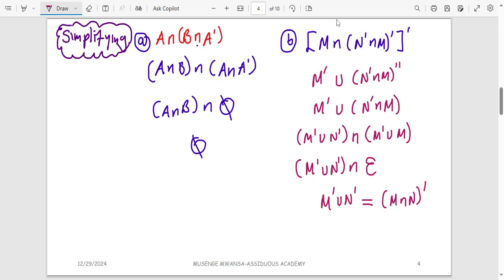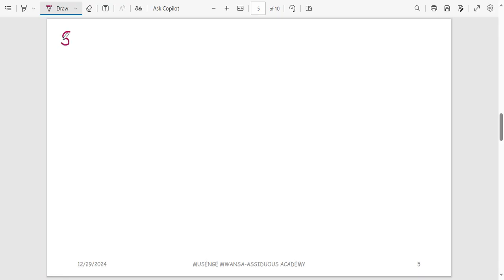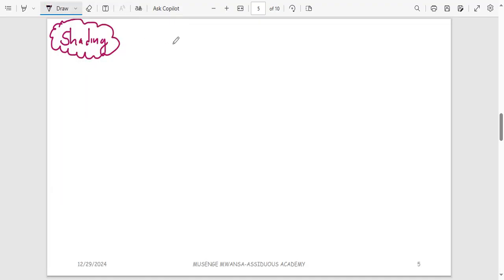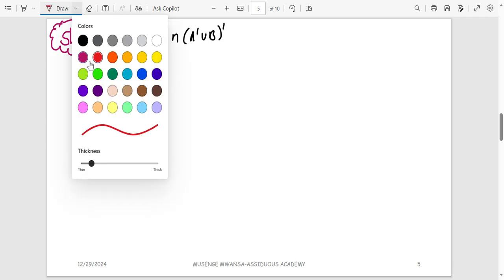So it is this same principle that we are going to use to shade sets. So let's go to shading of sets. These are exam questions you'll be able to find. How to shade sets. So let's say they've given you the set A intersection A complement union B, and it has also a complement there. They say shade. Now you can't shade the set before you simplify.